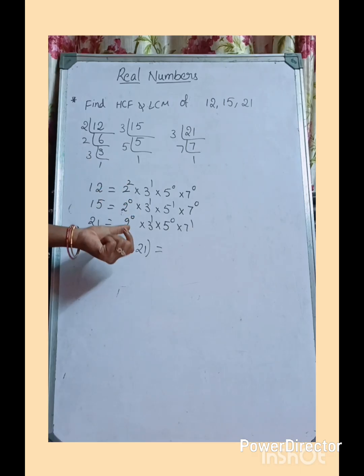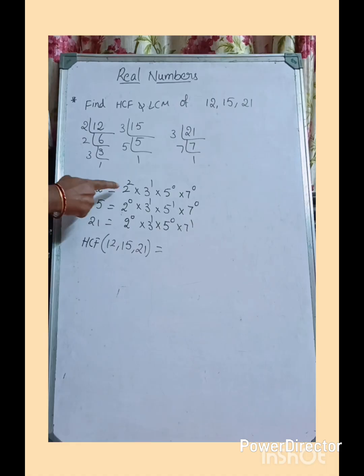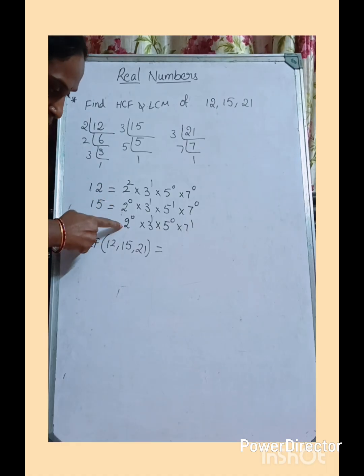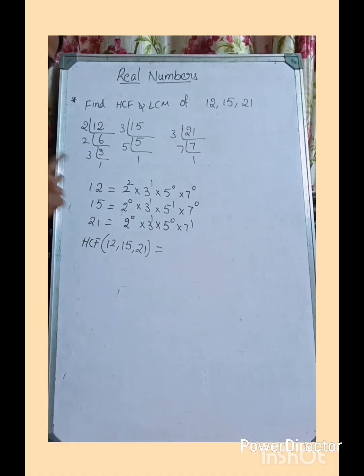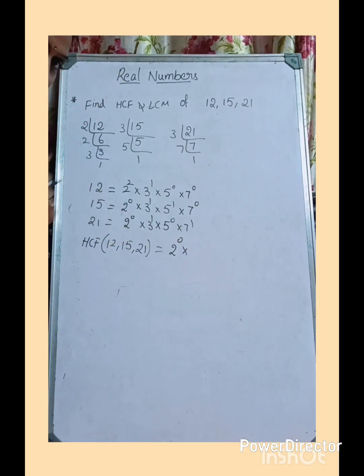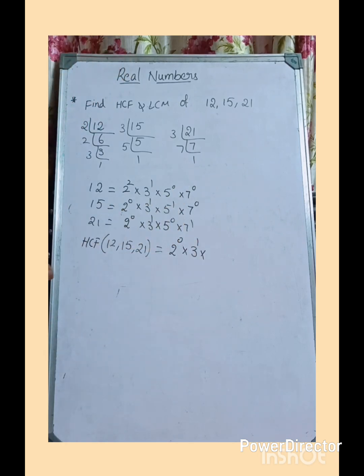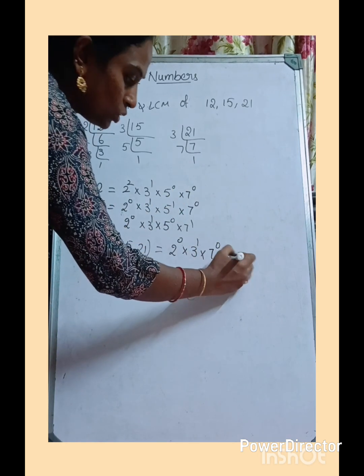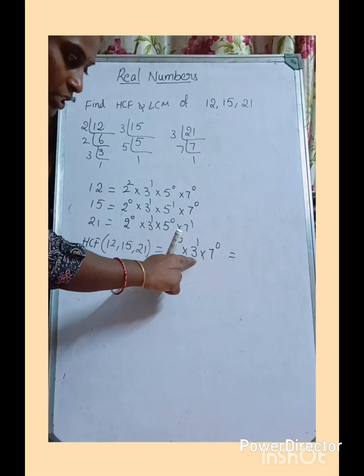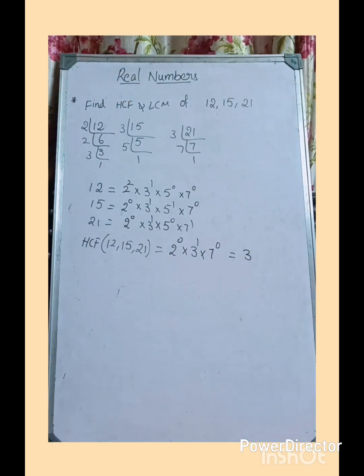But in the given numbers, for the highest common factor, we take the least power of the given numbers. In twos, which is the least power? 2 power 0. In threes, which is the least power? 3 power 1. And in 7, which is the least power? 7 power 0. Now, 2 power 0 is what? 1. So 1 into 3 into 1. So, the HCF is what here? 3 is the HCF.